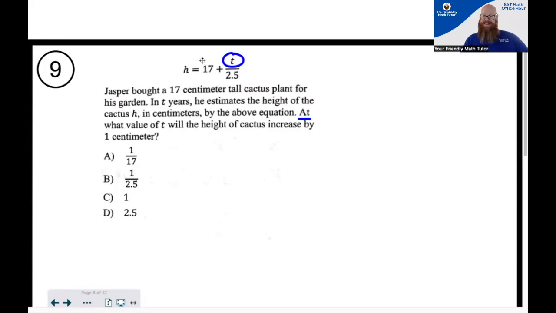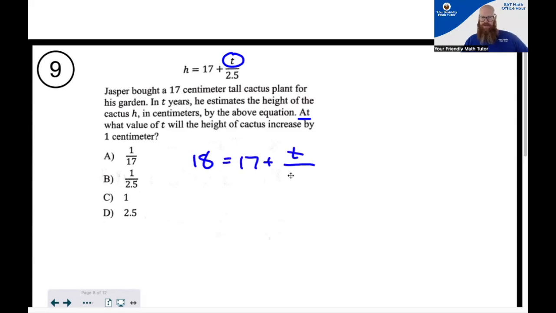Well, it starts out at 17 centimeters. So if we increase it by 1 centimeter, let me make sure I'm reading that right. What value of t will the height of the cactus increase by 1 centimeter? Well, yeah, it started at 17, so that means we just want it to end up being 18.